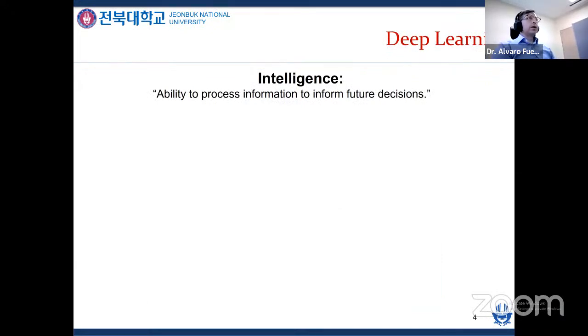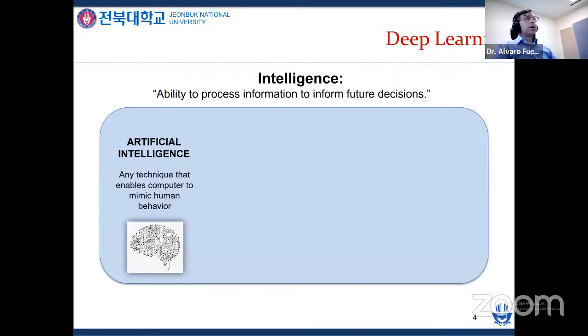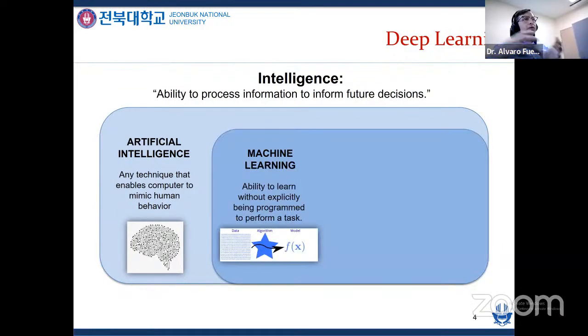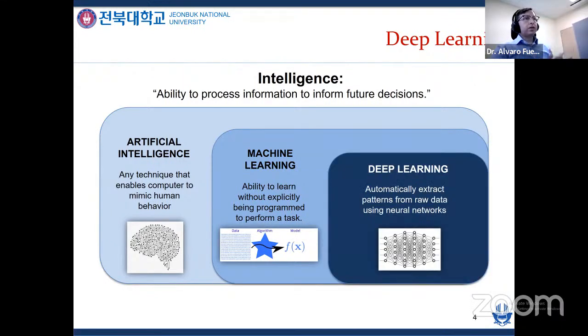Conceptually, deep learning comes from the concept of intelligence. We all know that intelligence could be said to be the ability to process information to inform future decisions, or based on the information that we learn, probably predict something in the future. So we have a big area called artificial intelligence. It could be regarded as any technique that enables a computer to somehow mimic human behavior. Then we get to other areas of artificial intelligence. One is machine learning, the ability to learn without explicitly being programmed to perform a task. We have big data and an algorithm, and we apply that algorithm to somehow understand what is behind that data. And then deep learning goes a bit further, and we say that we can automatically learn those patterns extracted from the data using neural networks.